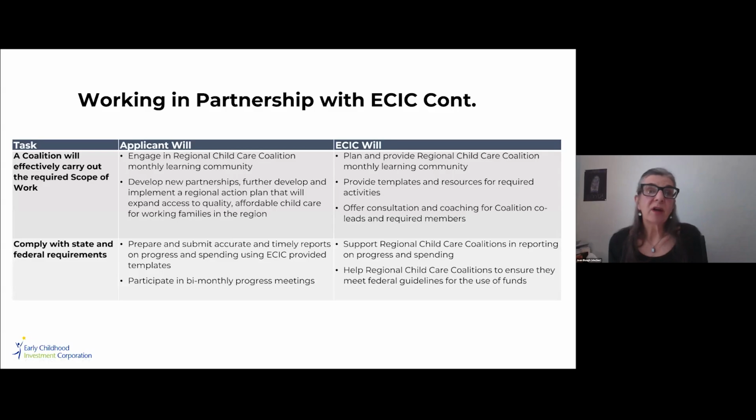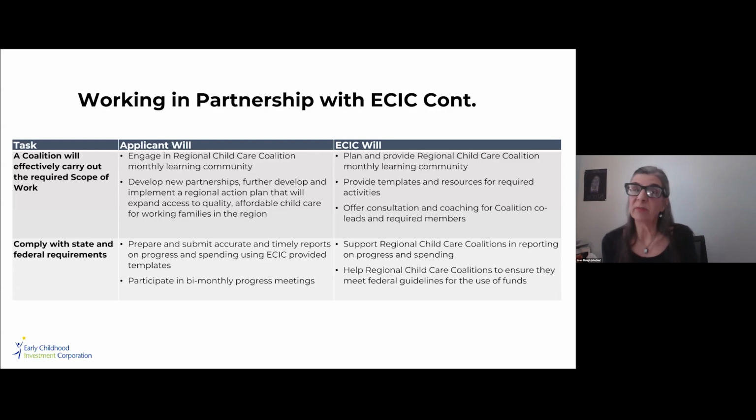Additional ways that we will work in partnership are related to the coalition carrying out the scope of work. You've heard me say how critically important it is to engage in our monthly learning community. We hope all regional coalitions will develop new partnerships, that you're going to take the regional childcare action plan that was created in the planning period and implement it and continue to make it better as all plans improve or need to be adapted over time, because our shared goal is to expand access to quality, affordable childcare for working families in all MEDC regions of Michigan.